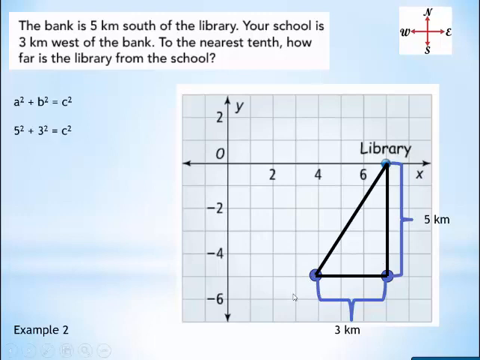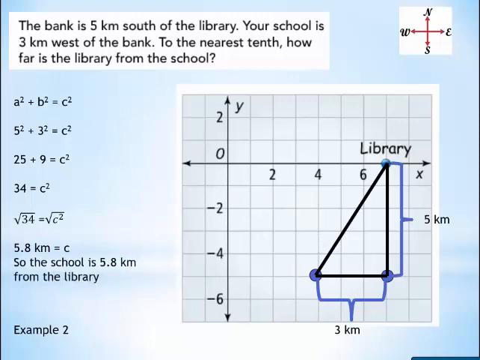So 3 squared plus 5 squared would be 9 plus 25. Rounded to the nearest 10th, square root of 34 is 5.8. You don't have to copy this one down. And we're done.